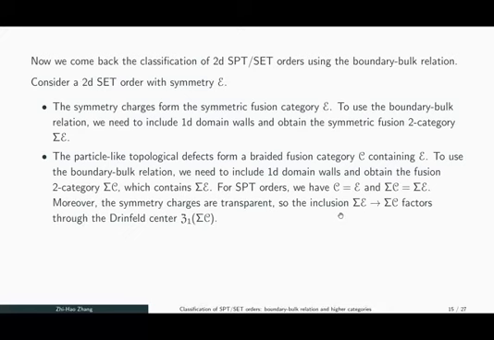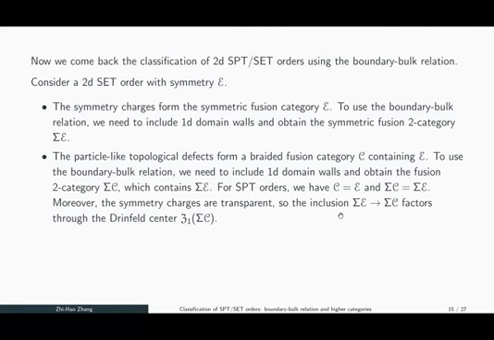And we still consider the particle-like topological defects. They form a braided fusion category C, and C contains E. And still we try to use a boundary bulk relation, so we need to include 1D domain walls. And now we have a fusion 2 category sigma C. And also sigma C must contain sigma E. And for SPT orders, C is equal to E, and sigma C is equal to sigma E.